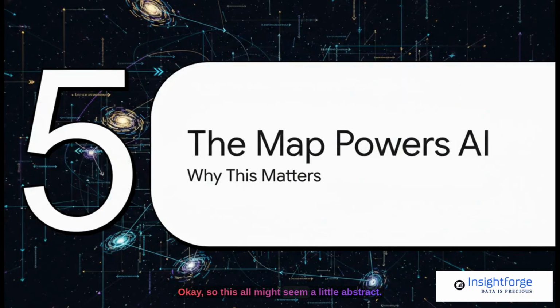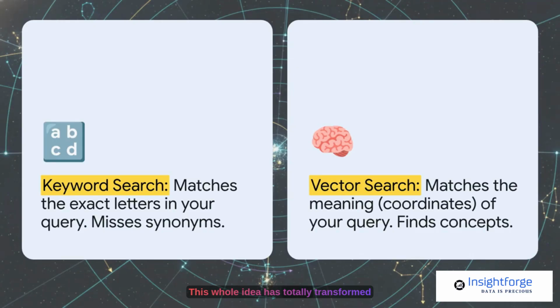Okay, so this all might seem a little abstract, but this geometric map of language is actually the engine behind some of the most powerful AI technologies we use every single day. This whole idea has totally transformed search. For decades, search was all about keywords. You'd search for how to repair a dripping tap, and you'd miss a perfect article called fixing a leaky faucet. Vector search is different. It takes your question, turns it into a coordinate on the map, and then looks for documents that are in the same neighborhood. It finds what you mean, not just the words you typed.